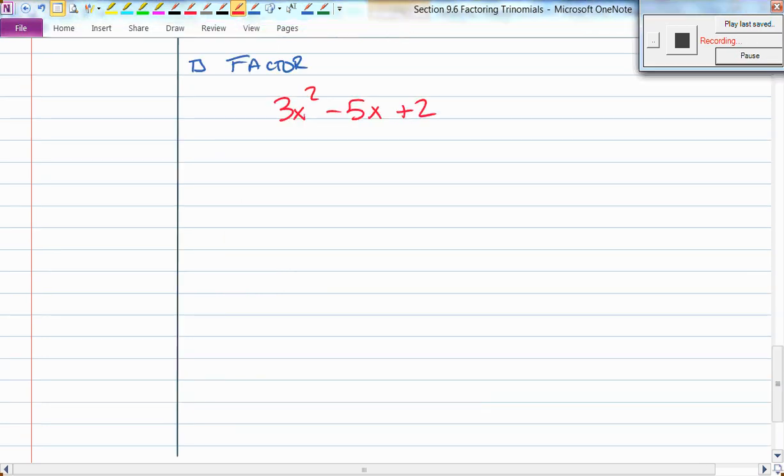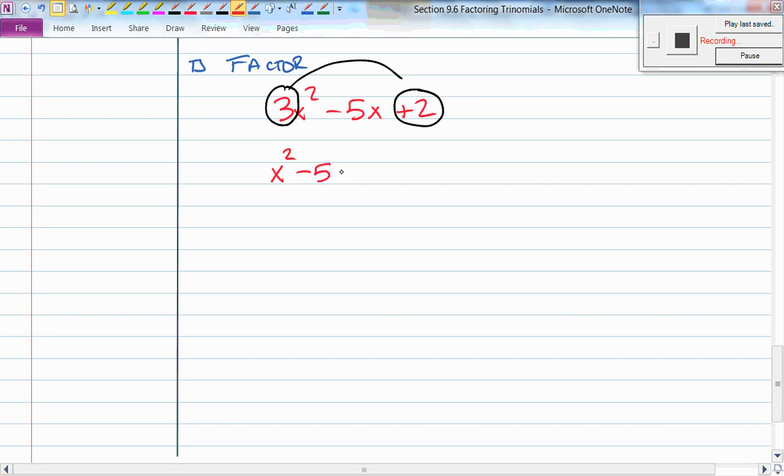Okay, we're going to factor 3x squared minus 5x plus 2. Okay, is the leading coefficient a 1? No, it's not. So what am I going to do first? 3 times positive 2. What's that going to give me? So I'm going to write down this: x squared minus 5x and then plus 6. You guys so far so good?